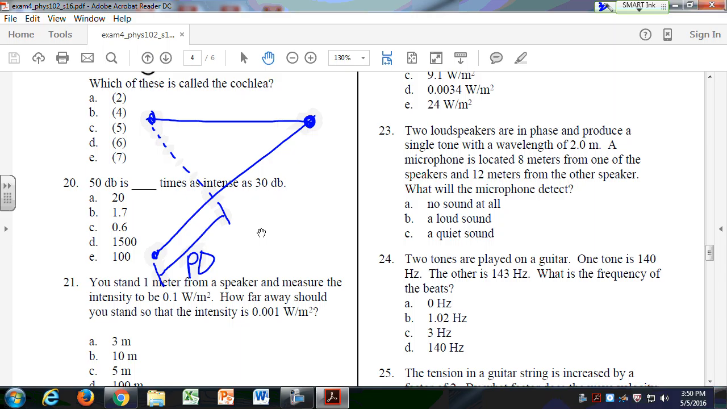Because if one travels a little farther, when it gets to that point, they'll be out of phase. And you want to know how much they're out of phase. So here, they traveled 8 meters and 12 meters, which means my path length difference is 4 meters. 12 minus 8 is 4. Now you want to ask yourself, how much of a wavelength is that? Well, the wavelength is 2 meters. 4 meters is 2 wavelengths.